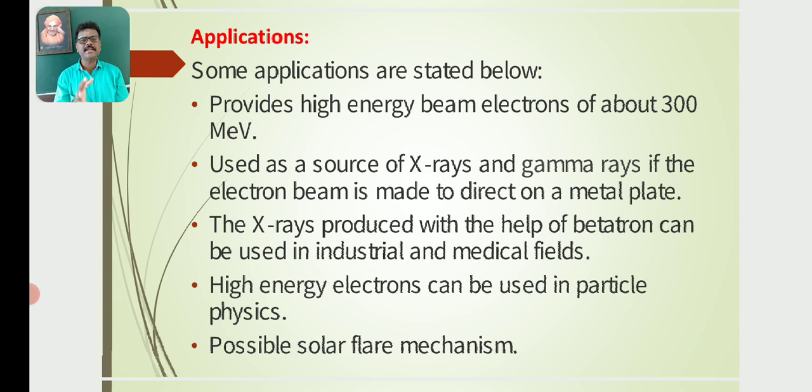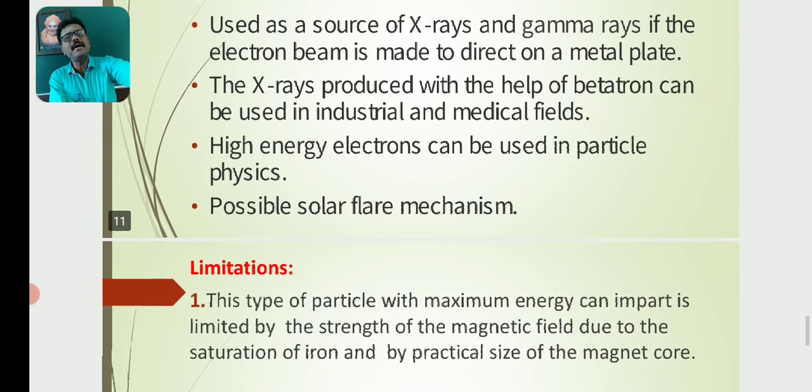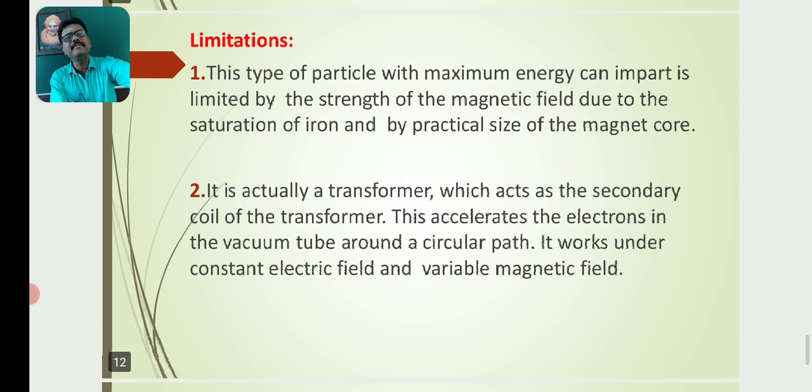What about the high energy electrons produced in the Betatron? They can be used in particle physics for the study of the structure of particles. And the Betatron is also used in the study of the possible solar flare mechanism. So these are some of the applications of Betatron.